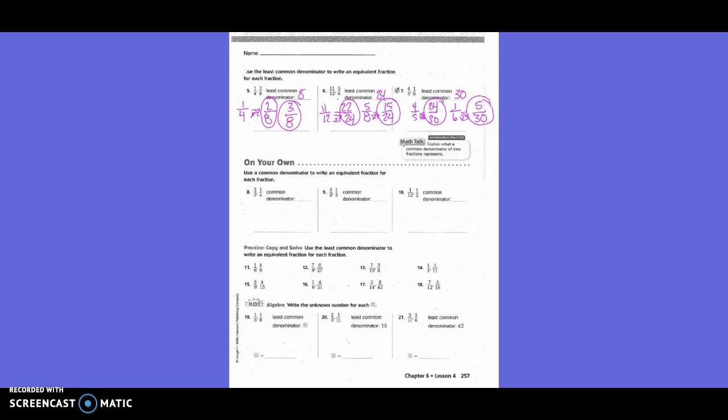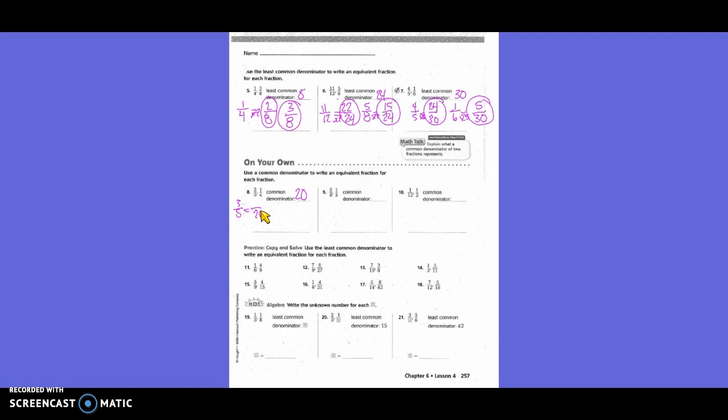On your own, use the common denominator to write an equivalent fraction for each fraction. So 3/5 and 1/4. What's our common denominator? 20. So do we have to change both? Yes. So 3/5 equals something over 20.